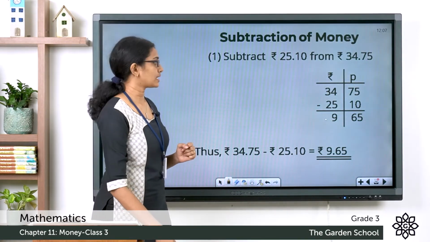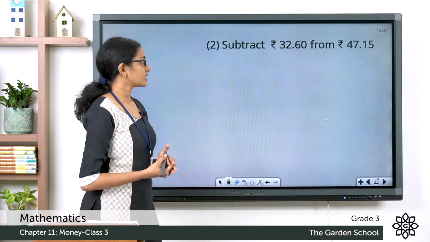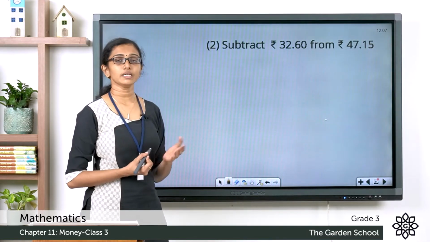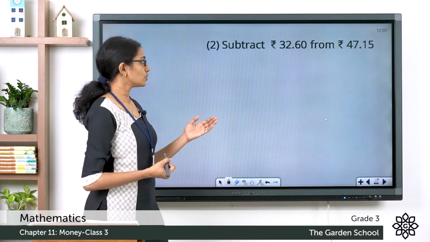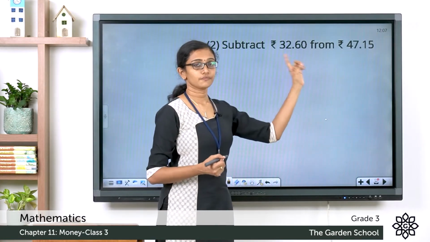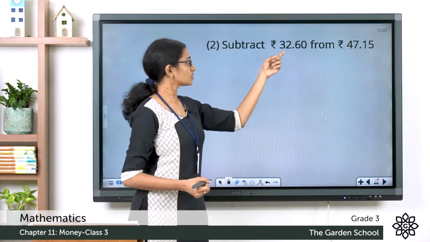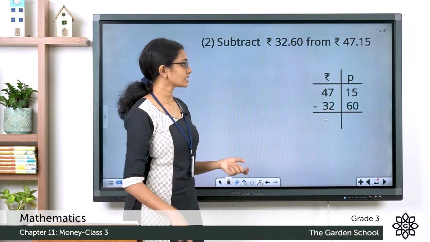We'll see one more example. Subtract 32 rupee 60 paise from 47 rupee 15 paise. So this has to be subtracted from this amount. So this has to be written first, and below that this one. So let's see the steps.